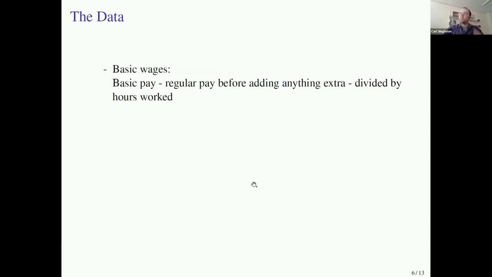Right, so the data. What measure of wages do we actually focus on? Because we have the benefit with the ASH and the luxury, if you like, of having several measures. So we can see the basic wage, and that is basic pay, which is all regular pay that a worker receives on the payroll before they add in anything extra, such as overtime, supplementary pay for bank holidays, meal allowances, etc. And then we're just going to be able to divide that by a measure of basic hours worked that the employer reports to derive a basic wage measure.